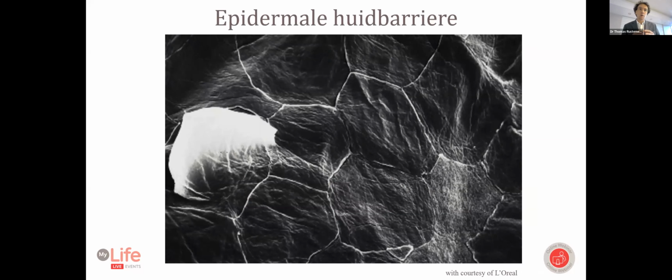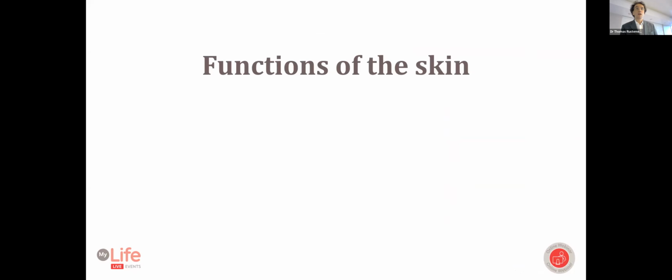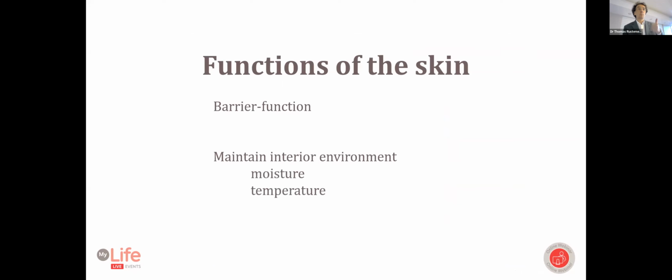You see how close they are together and how perfectly they cover the skin. So the functions of the skin are the barrier function and, next to it, the maintenance of the interior environment of our body. It means keep moisture inside, otherwise we would lose too much moisture, which is a problem in little babies. They don't have an intact skin barrier yet. So for them, it's very easy to lose water, dehydrate. So that's why we all have to drink a lot.